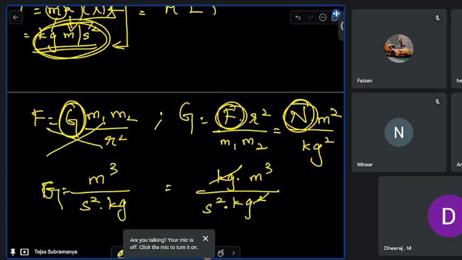Now, based on this, I'm supposed to start writing the dimensions. Now, you can proceed without cancelling also. It will take a lot of time. It will waste a lot of time. And the probability of you getting the right answer keeps on decreasing.